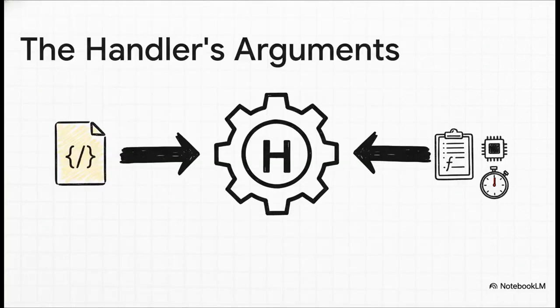So when your handler gets called, it's not empty-handed. It always gets two things. First up is the event object. This is your payload, your input data. If it's an API call, this is where all the HTTP request details live. And second, you get the context object. Think of this as Lambda giving you metadata about the execution itself, like the function's name, its memory limit, and, this one's super useful, how much time you have left before it times out.